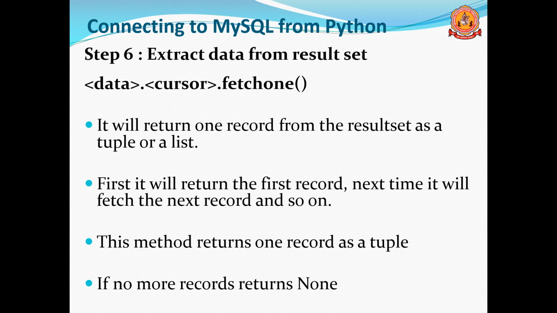First it will return the first record. The next time you fetch, it will retrieve the next record, and so on. The first time it retrieves the first record, once again it retrieves the second record. If you use it the 10th time, the 10th record will be retrieved. This method returns only one record as a tuple. If no more records are there, it will return None. Remember, None is one more data type.